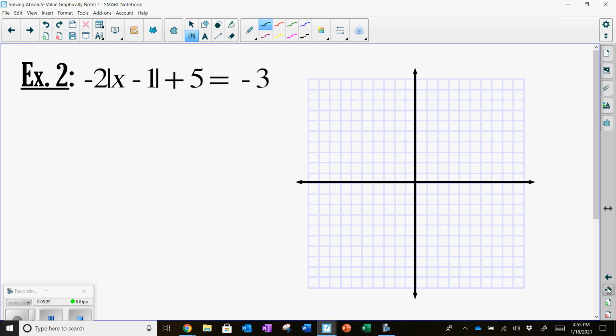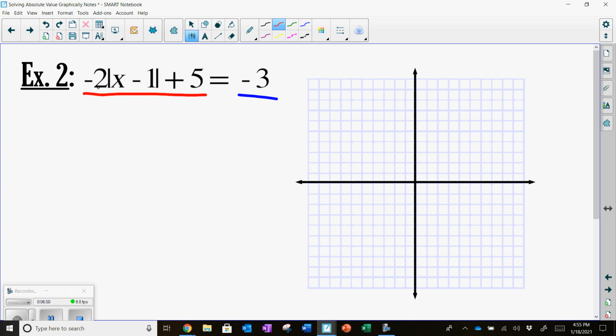In the next example, we have a little bit more complicated absolute value function. We've got negative 2 times the absolute value of x minus 1, plus 5, is equal to negative 3. And just like the last one, we'll do the left side of it in red and the right side of it in blue. Let's go ahead and graph these.